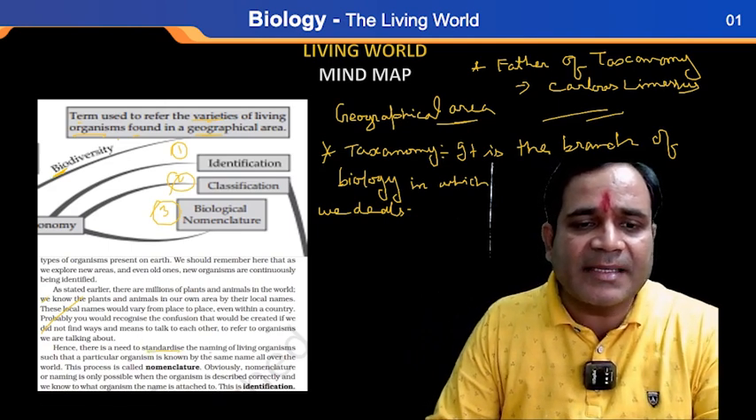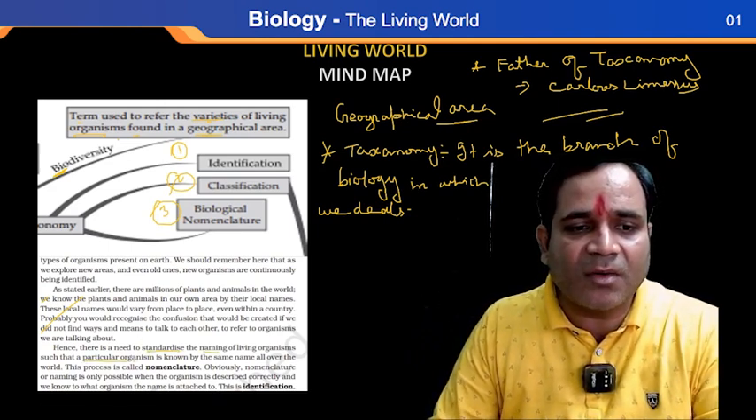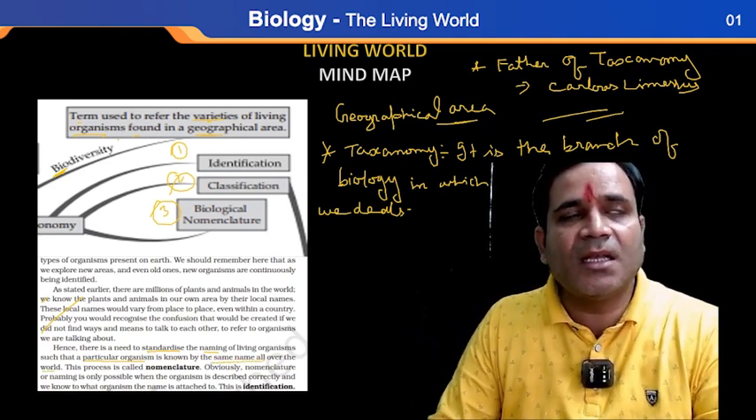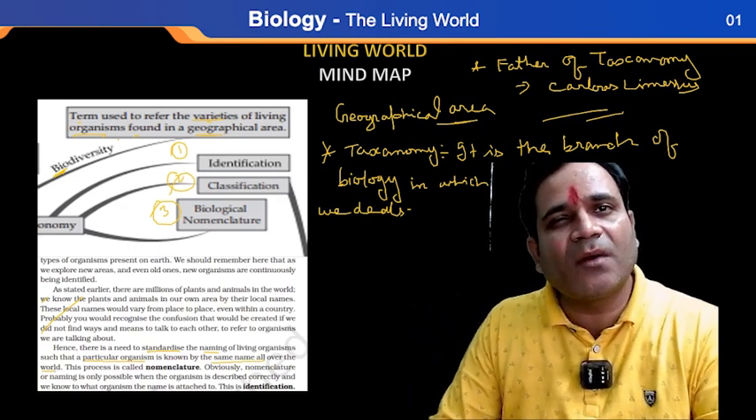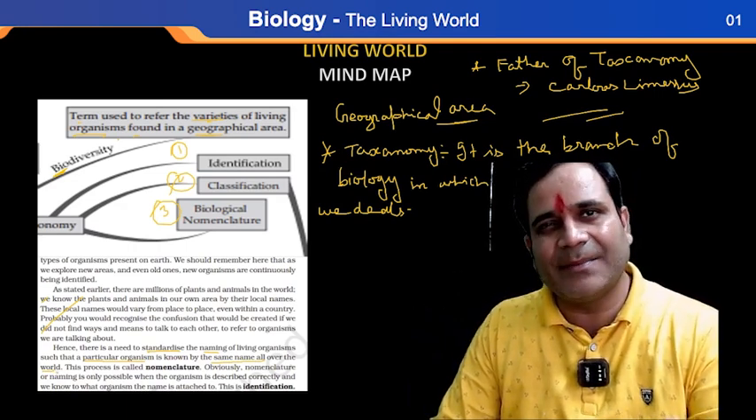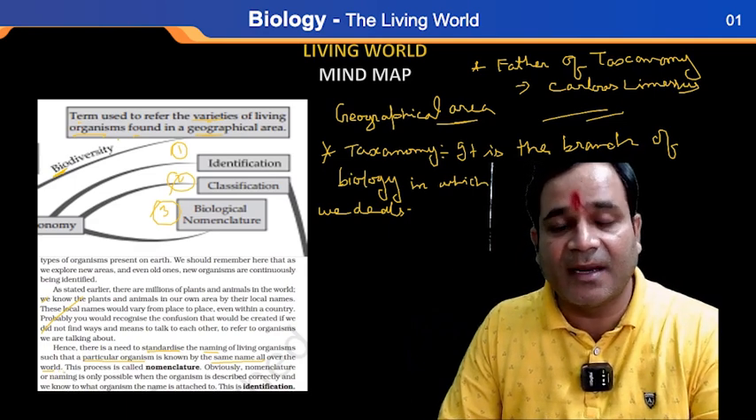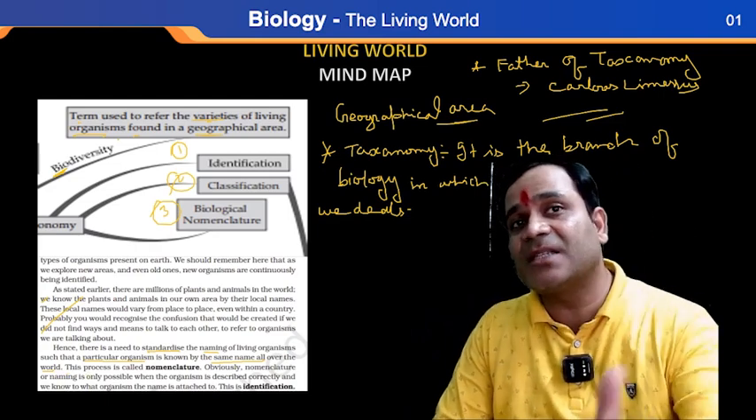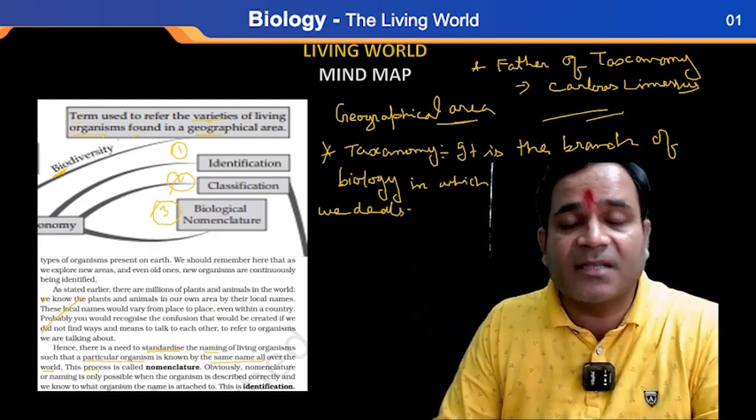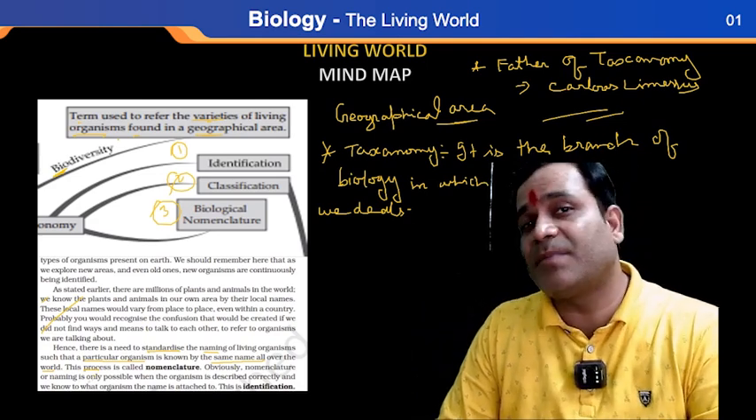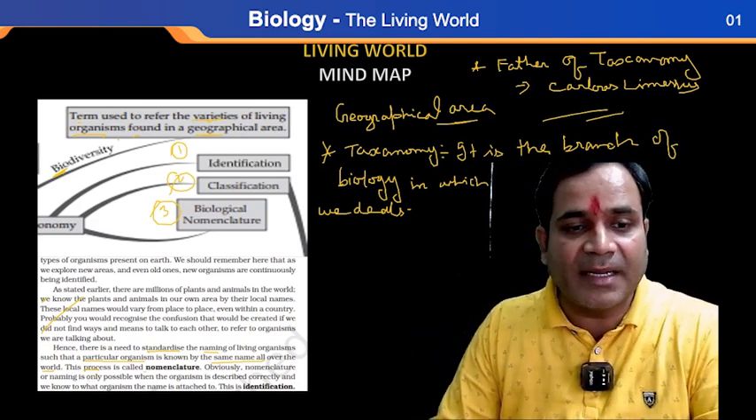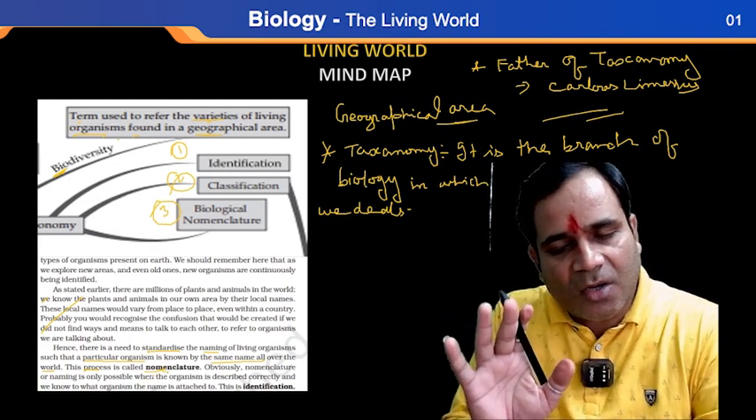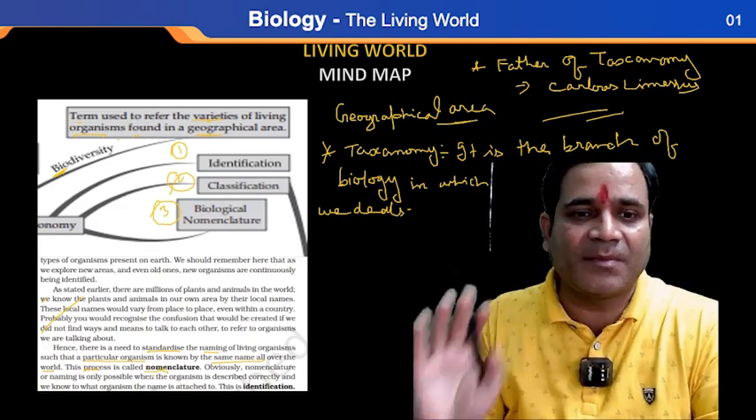To standardize the naming of living organisms, a particular organism is known by the same name all over the world. Vernacular names and common names are not an accurate method to study that organism, so we have to put a scientific name. The process of giving a scientific name to a particular organism is known as nomenclature. If anybody asks you about nomenclature, it is simply giving a scientific name to the particular organism.